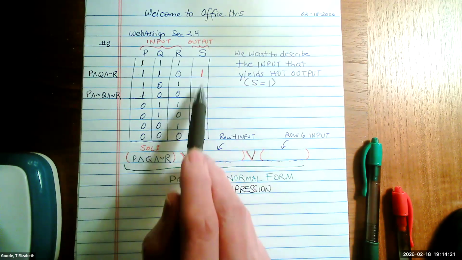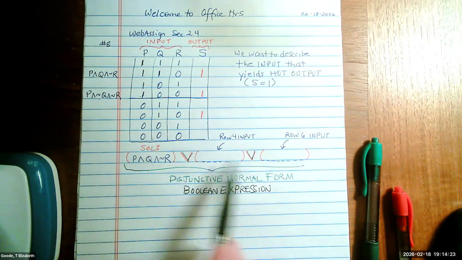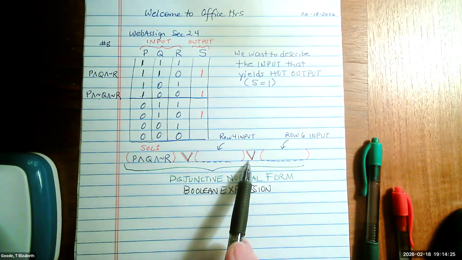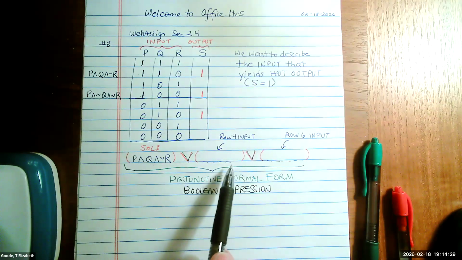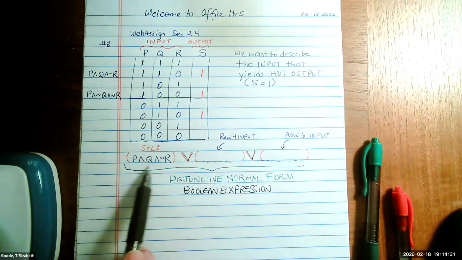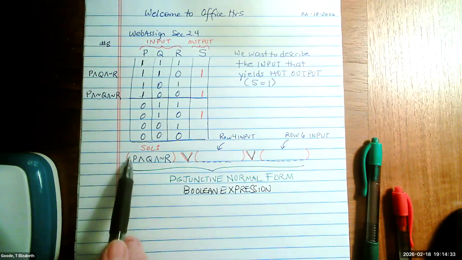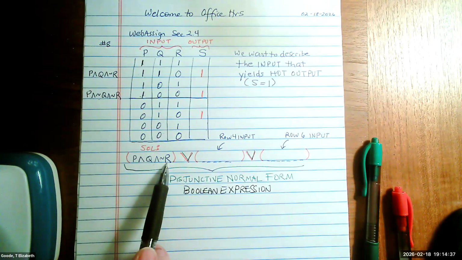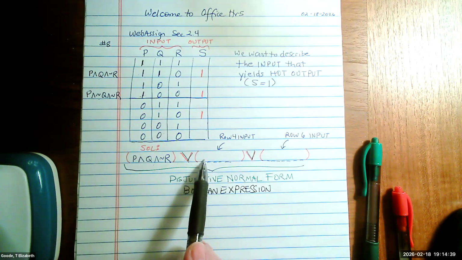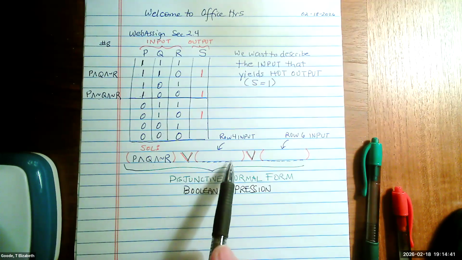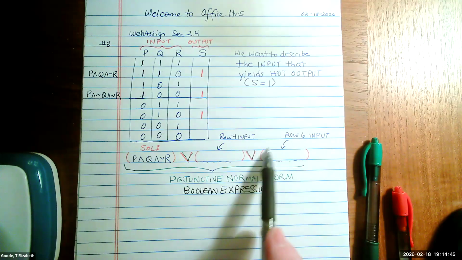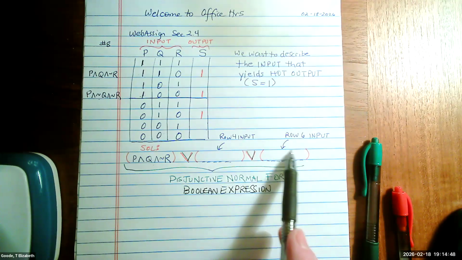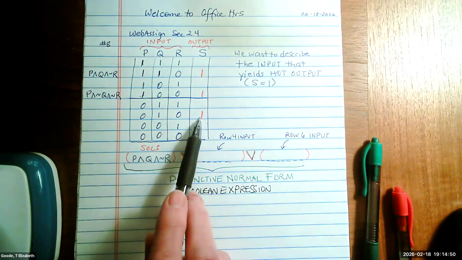Then we get hot output. So OR operators go in between the parentheses, and inside the parentheses is a complete description of the input wires. P is hot and Q is hot and R is cold. Then P is hot and Q is cold and R is cold. You would write that one here. And then you would write the correct input state for row 6.